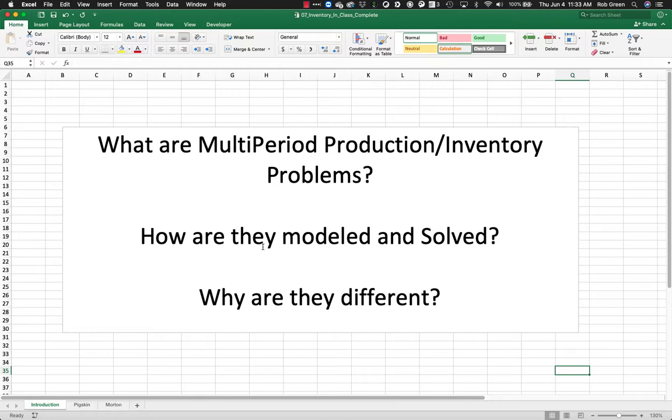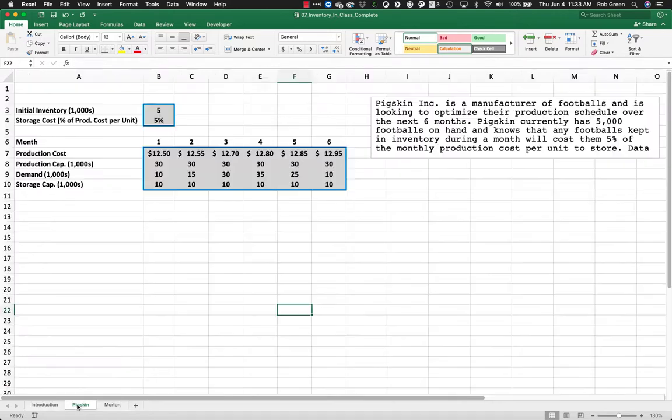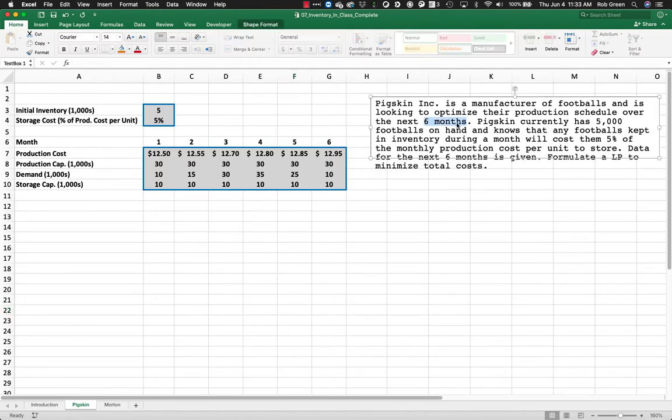And as always, the best way to do this is to see an example. So let's dive right in to Pigskin Incorporated. It's a manufacturer of footballs and is looking to optimize their production schedule over the next 6 months. So there we go. Big takeaway number one, we have a number of periods we're going to cover. They currently have 5,000 footballs on hand. That's an initial inventory. And they know that any footballs kept in inventory during a month will cost them 5% of the monthly production cost per unit to store. Data for the next 6 months is given. Formulate an LP to minimize the total costs.